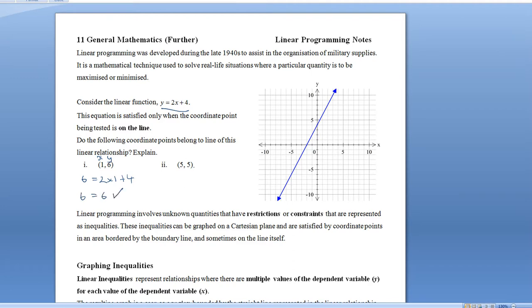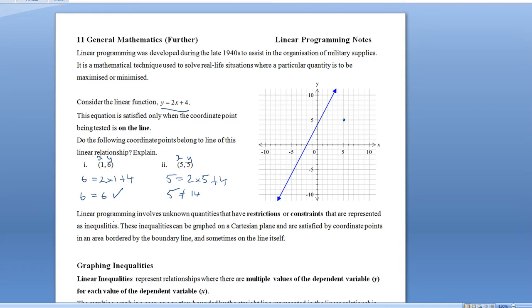Now I'll be willing to bet this one does not satisfy it. That is, it's off the line. So let's just try it out. 5 equals 2 times 5 plus 4. 5 certainly does not equal 14. This is not true, and that's because that coordinate point is off the line. Let's check it out. 5 comma 5 is over here. No way that can satisfy this particular linear function.